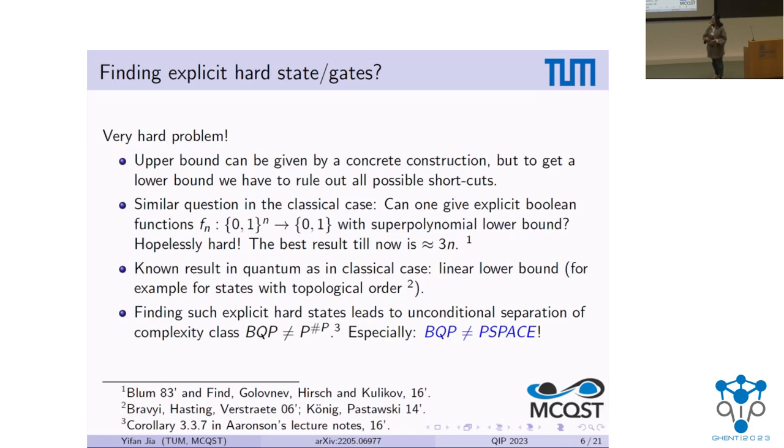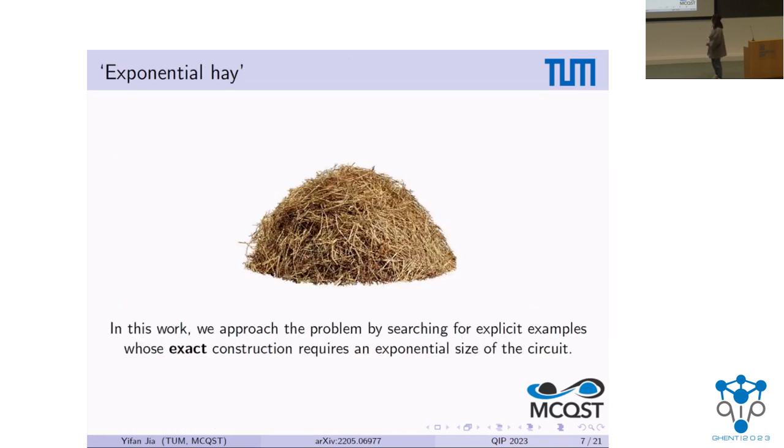And all people who do complexity theory know that such unconditional separation is super hard to prove, which means that these two problems have the same type of complexity. That's why we're really trying to find an exponential hay from this haystack. So in this work, of course we did not manage to solve this problem at all, but we try to approach it by thinking of a simpler version of the problem, namely we don't allow any error, but only think of the exact circuit complexity. Then we can say something about that.